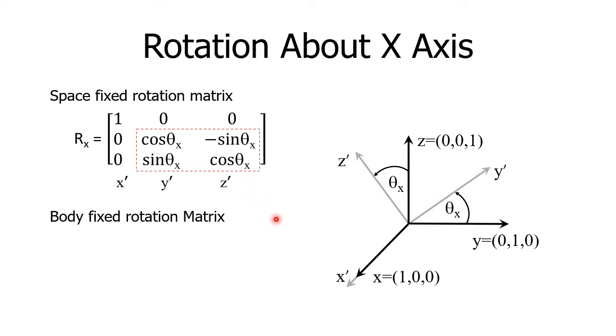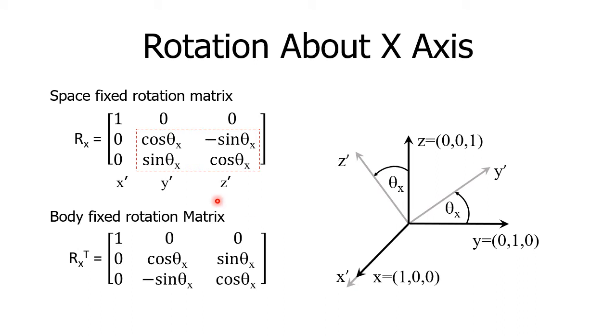The body fixed rotation matrix can be obtained by doing the transpose of the space fixed rotation matrix. As you can see, the sign is flipped. And we can also check whether it's true or not by using the projection method. In this case, the first column is the projection of x-axis. So here's the x-axis, which is in line with x prime. So that's why it's 1, 0, 0. The second one is the projection of y. Here's the y. So projection on the x prime is 0.